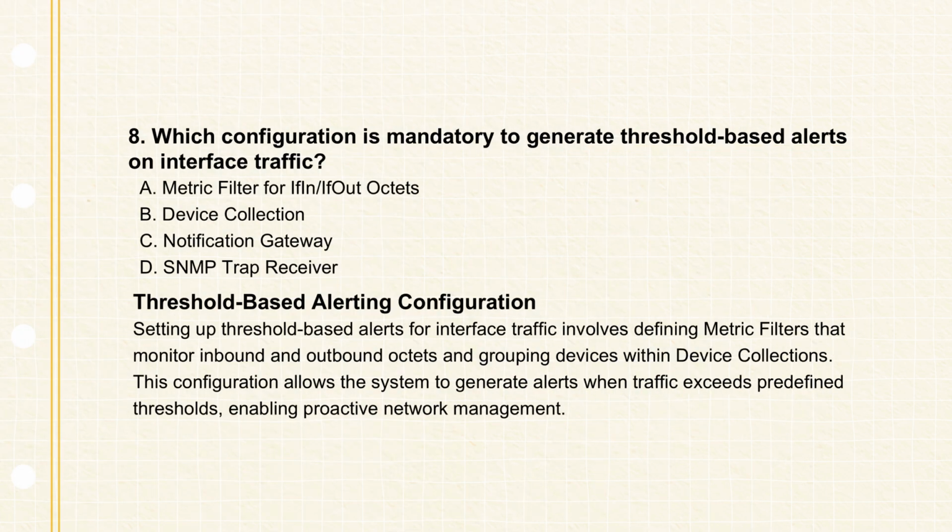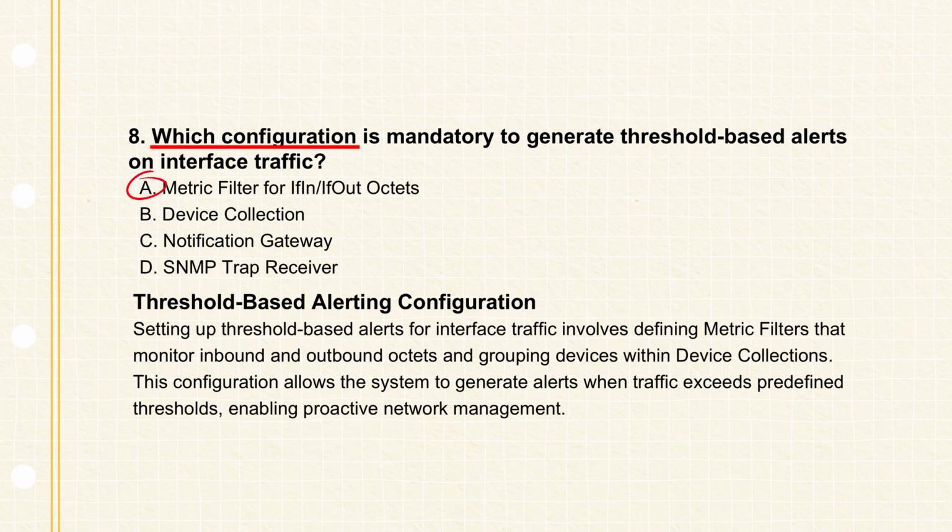Makes sense. Now, let's talk about proactive alerting. You want to set up alerts based on thresholds, like if interface traffic goes too high. What configurations are absolutely mandatory to make that happen? Threshold alerts on interface traffic, yes. Two things are essential here. First, you need a metric filter for ifOutOctets and ifInOctets. A metric filter, so you're telling it what to watch. Precisely. ifInOctets and ifOutOctets represent the bytes coming in and going out of an interface. The filter tells the system, I specifically care about these metrics for my threshold.